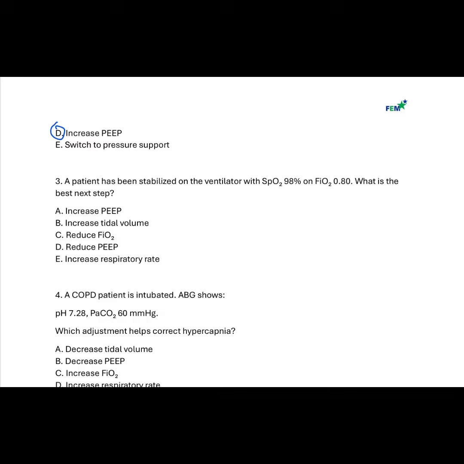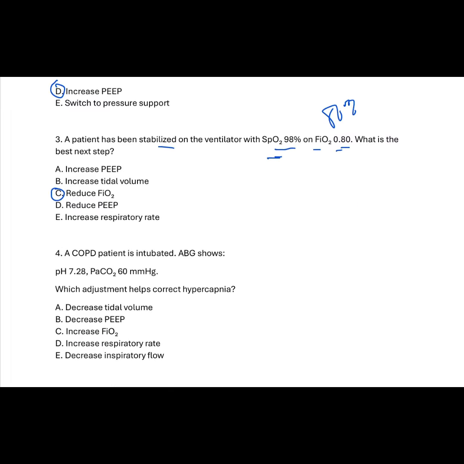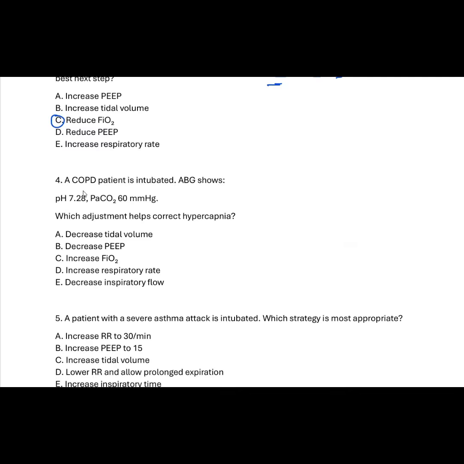The next question there is a patient has been stabilized on a ventilator with oxygen saturation of 98% on FiO2 of 0.8, so that means that's 80%. What is the next step? Like we said, you have to wean the FiO2 below 60%, right? So the next step would be to reduce what? The FiO2. You don't want to leave the patient on too much oxygen for long, especially if they've been stabilized, because of risk of what? Oxygen toxicity.